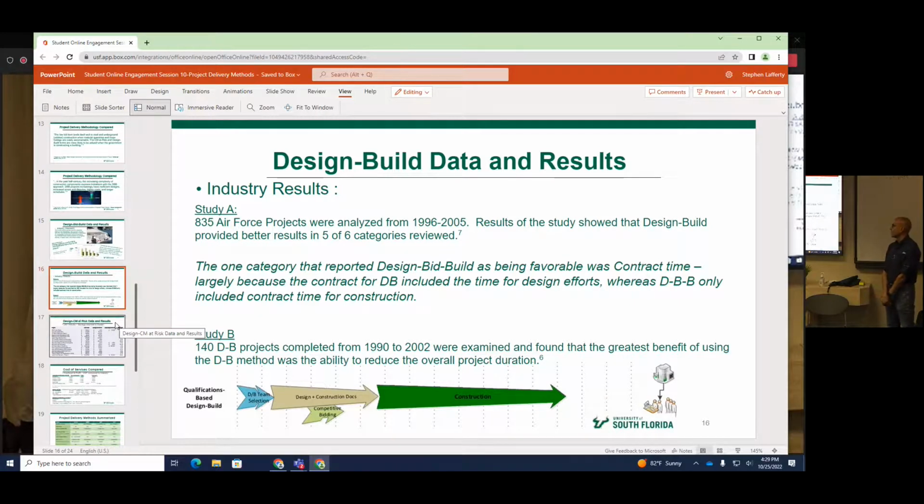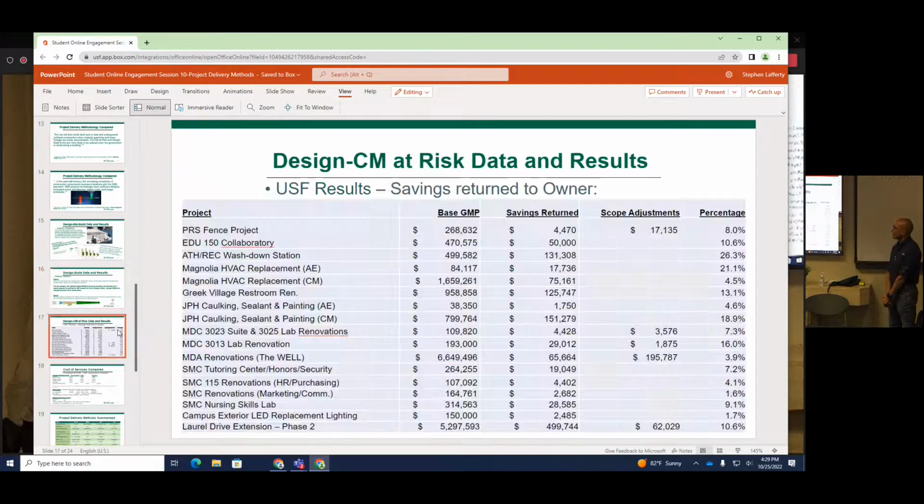And so we did some research on our projects and actually said, okay, what are some of the projects that we actually did here at USF? And these were the GMP, which stands for guaranteed maximum price. So this is the contract we signed with the different contractors. And at the end of the project, there were savings actually returned back to USF, which you would not have if it was a design bid build. All of this profit would go right into the contractor's pocket.